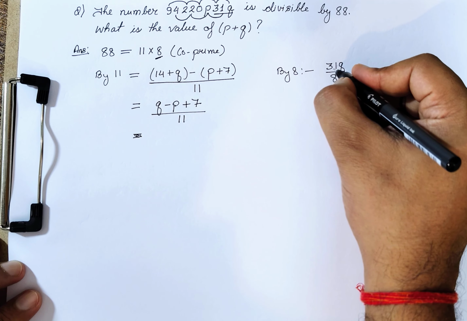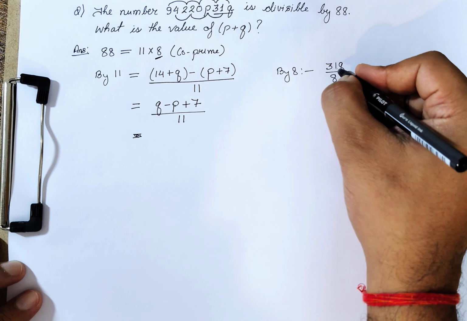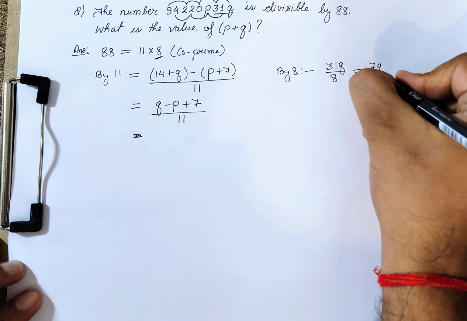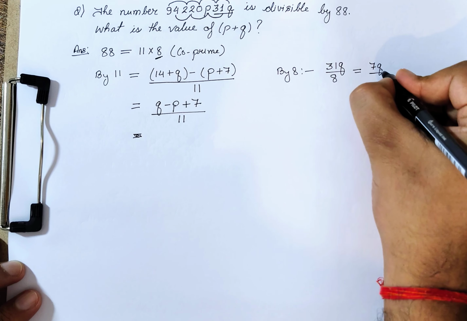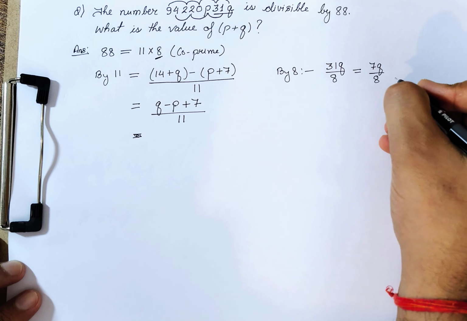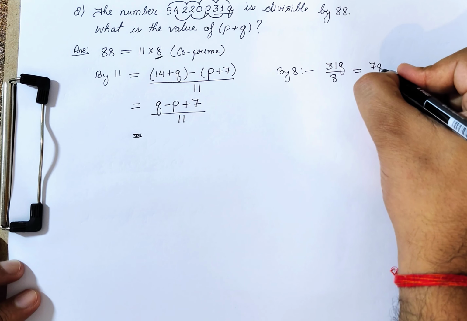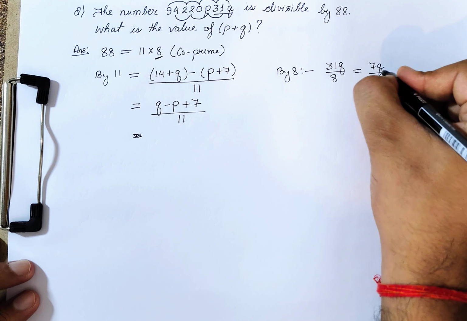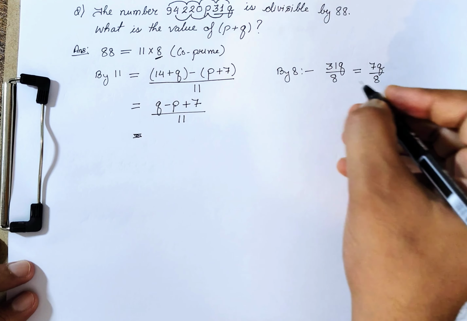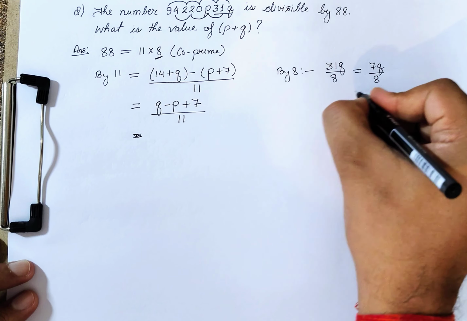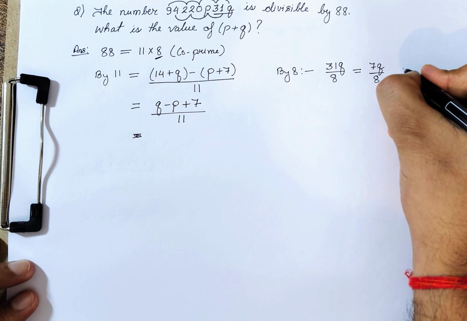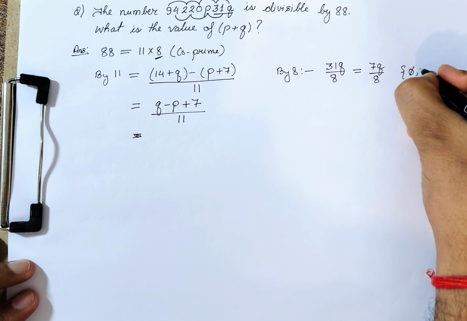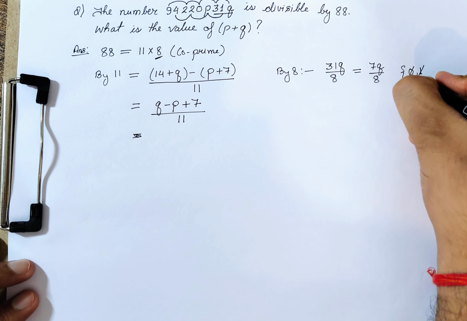So 8 3s are 24. The remainder is 7. So we can also write it as 7Q. Now this 7Q should be divisible by 8. Now let us find the possible values of Q. So if we put 0, this will make it 70. Is 70 divisible by 8? No. So 0 is ruled out. Let's put 1. It will make it an odd number. It is already ruled out.